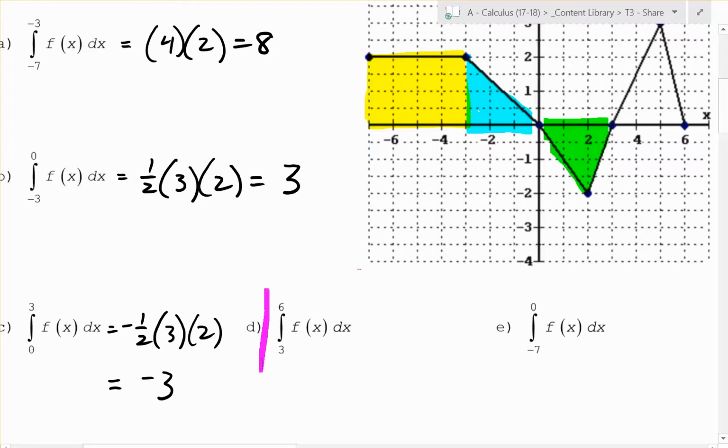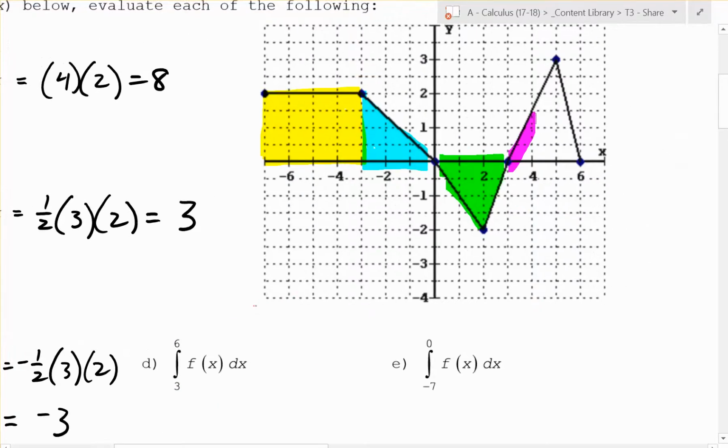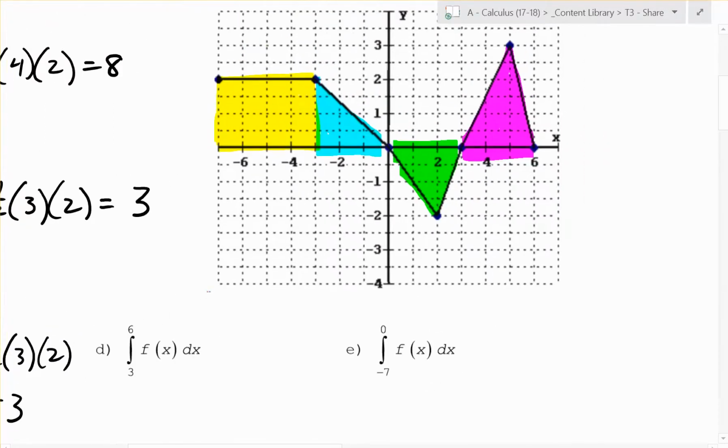Now what about from 3 to 6? Well, that's back above the x-axis, and it's this triangle right here. So we again have 1/2 base times height, but it's positive because it's above the x-axis, so it's 1/2. The base is 3, in this case the height is 3, so it's going to be 9/2.